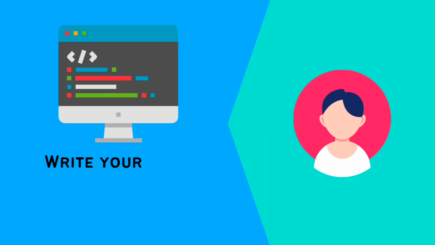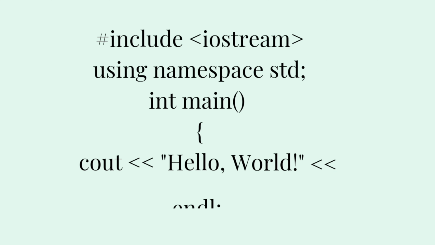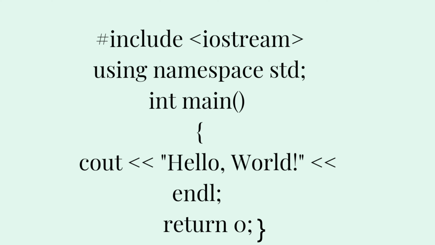In part 2, we will start with writing our first CPP program. As you can see on the screen, it's a basic Hello World program, so you have seen it directly. Let's have a look at how each step is written.